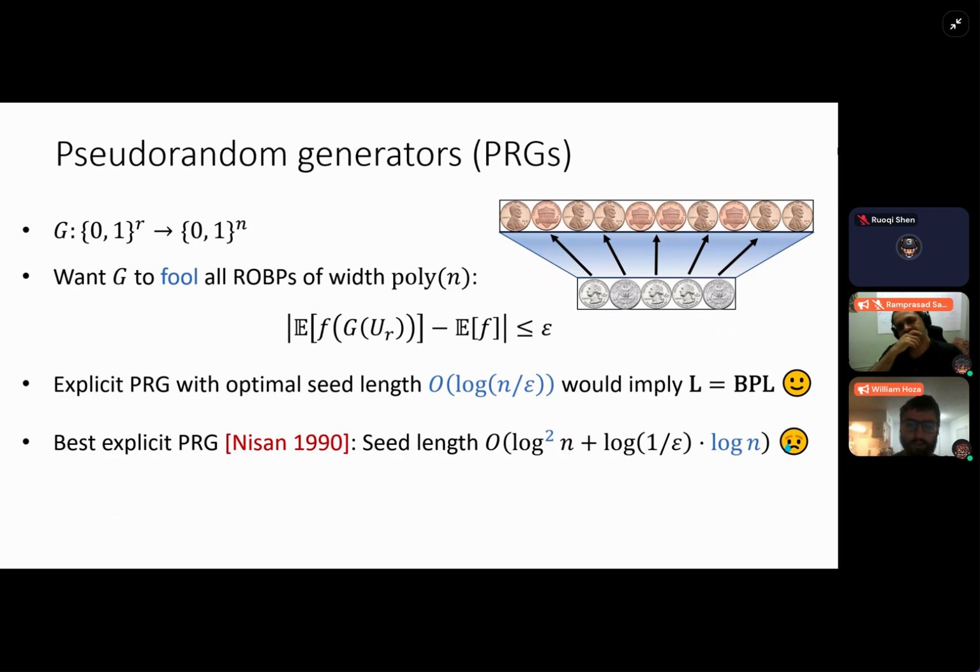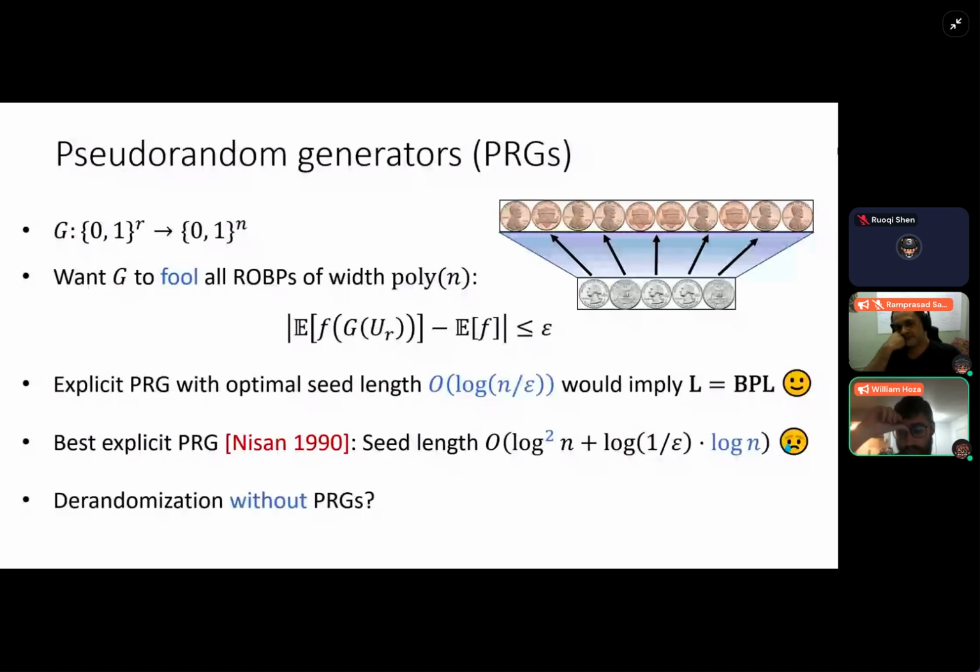There's been a lot of effort trying to improve this seed length, and there's been success in special cases, but for this most fundamental problem, this seems to be a very stubborn problem. It has resisted our attacks. And so that makes us think, well, maybe we should stop trying and try to think outside the box. It's not like there's some law that says if you want to de-randomize algorithms, you have to design a pseudo-random generator, right? Maybe we can de-randomize algorithms without having to design a better pseudo-random generator.